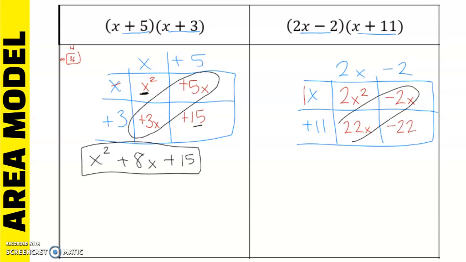11 times negative 2 is negative 22. And now I want to know what this area is, so I'm going to combine like terms, start at the left, end at the right. So here we go, 2x squared. There's no other x squareds. 22x minus 2x is going to be positive 20x, and then minus 22. All right, so over and over, that's what we're doing.